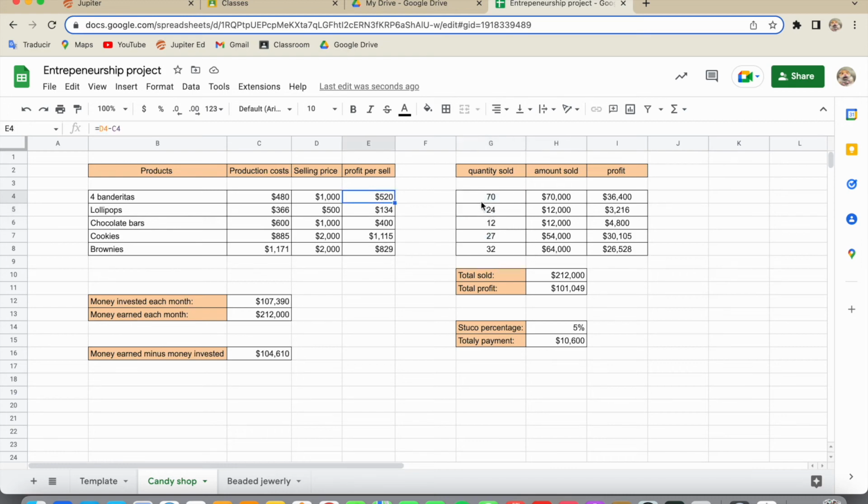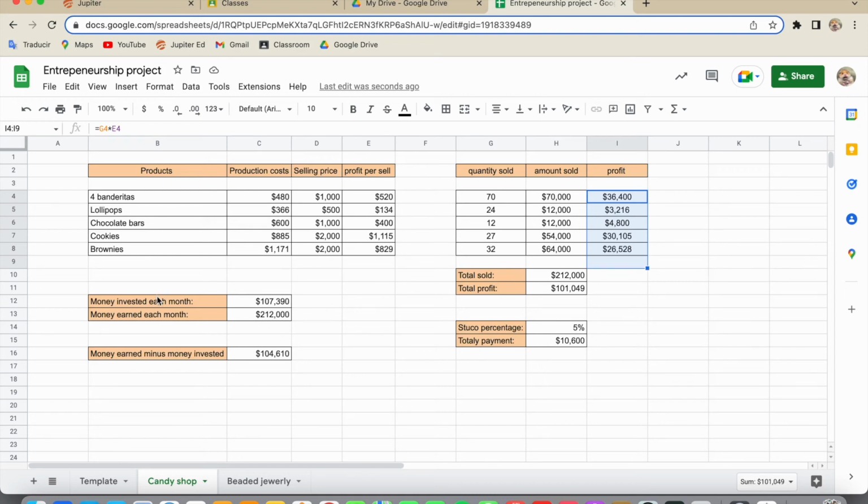I know that depending on the amount of banderitas, I can make 70 packages of 4 banderitas. So the amount sold would be those 70 packets times the selling price, and the amount sold minus the production costs would be the total profit. With all of these, the lollipops, chocolate bars, cookies, or banderitas, it's all the same. Here, the total sold is all of these added up, and then the total profit, all of these added up. And the money earned each month is just the sold minus the profit.